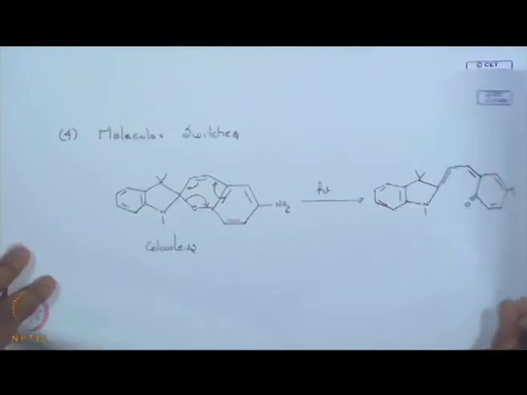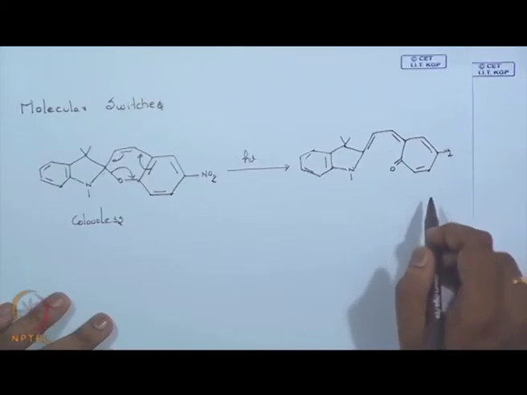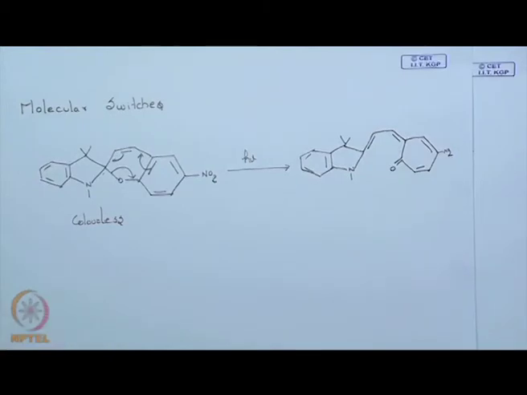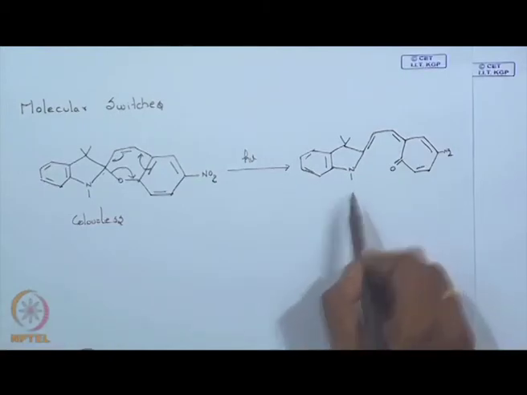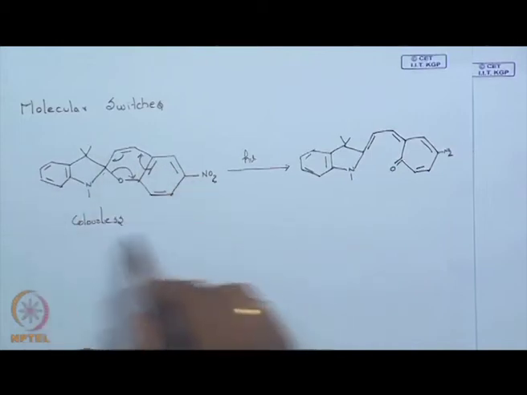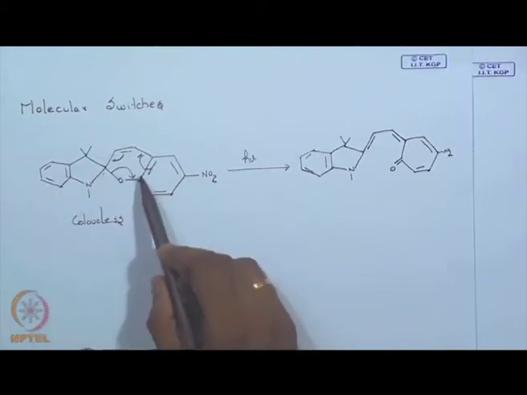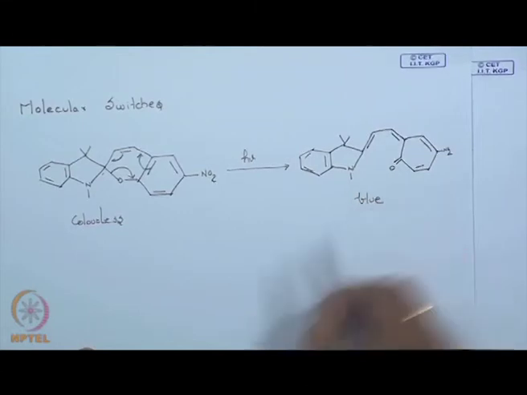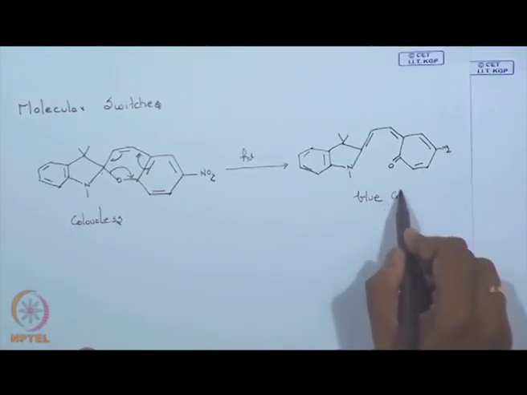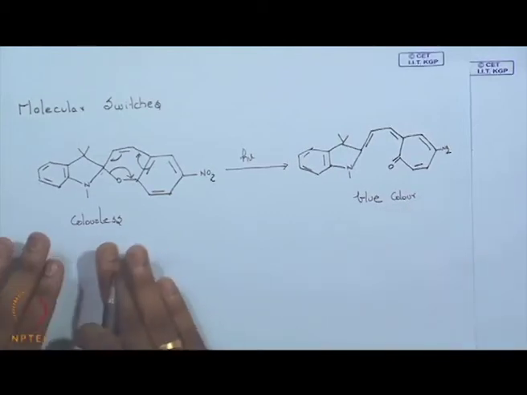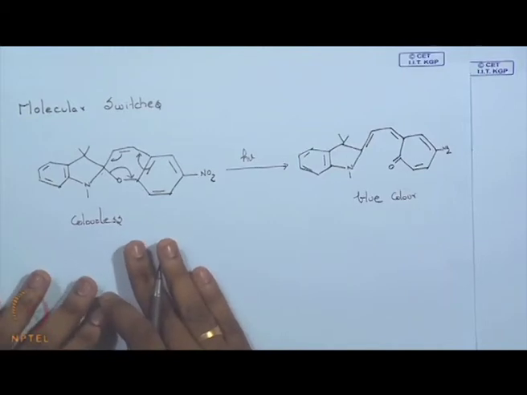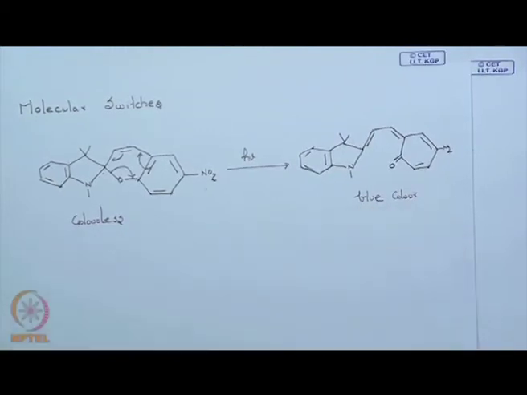Nitro. So it should be nitro. Yes, NO2, and you have a double bond here with a ketonic form. And initially this was colorless. Once the ring is open, this immediately becomes blue in color. See, that's a nice part of it. I told you there are many examples where a colorless molecule on photolysis immediately becomes blue.